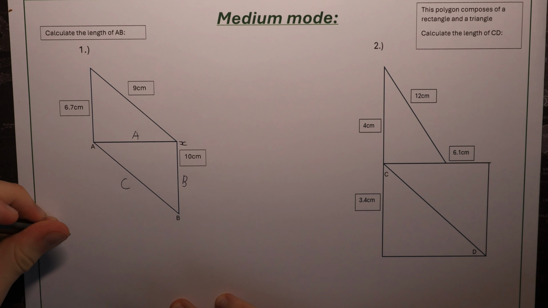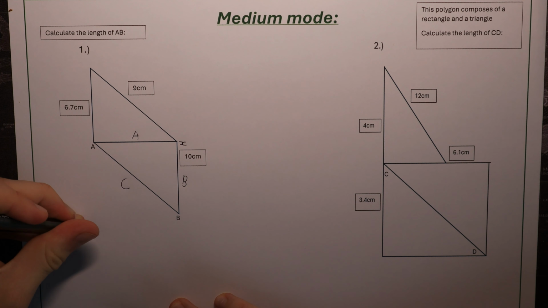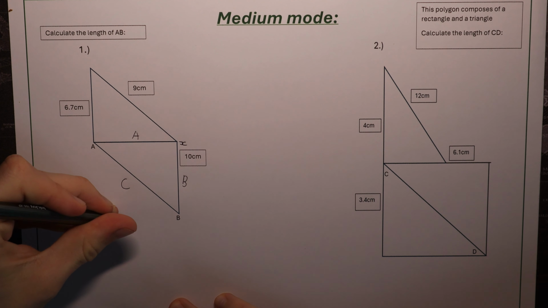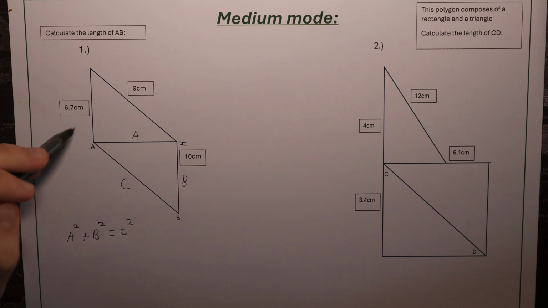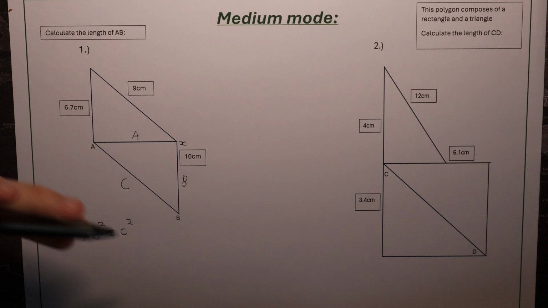Let's just write Pythagoras' theorem out again. A squared plus B squared equals C squared. I'm writing this multiple times across all modes so you get used to this theorem so you can remember it easier, and therefore you can do these questions quicker later on. So now we need to reverse this theorem.